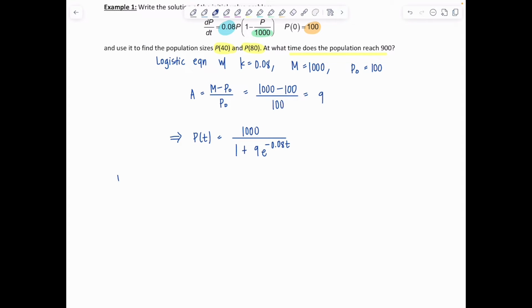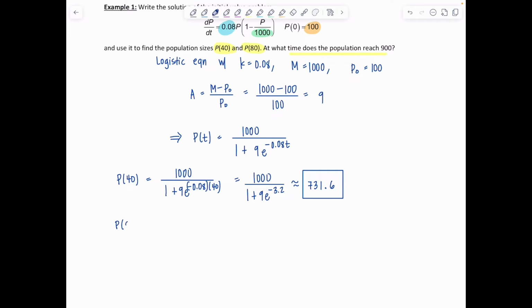So P of 40 is going to be 1,000 divided by 1 plus 9 e to the negative 0.08 times 40. And then just use your calculator. I did write it out one more step in case you don't have a calculator. You could do 1,000 over 1 plus 9 e to the negative 3.2. But then at that point, you're done, right? And this is approximately 731.6, which is rounding to 1 decimal place. I think that's what the back of the book did.